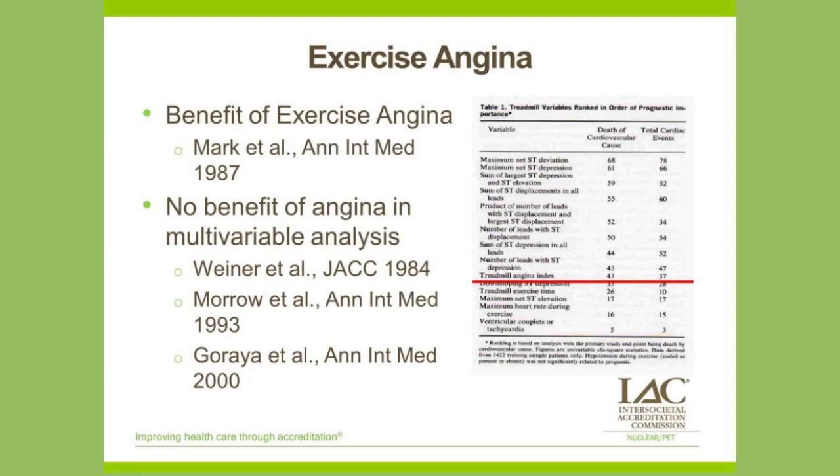Dan Mark et al., in their seminal Duke treadmill score work, found that it was, and you can see here I've underlined in red, they found the treadmill angina index to be a predictor of cardiovascular death and of total cardiac events. But there have been other multivariable analyses that have not found angina to be a significant predictor. My thought is that if you've got nothing else suggestive, then often I will treat them conservatively, as we did in this last patient.